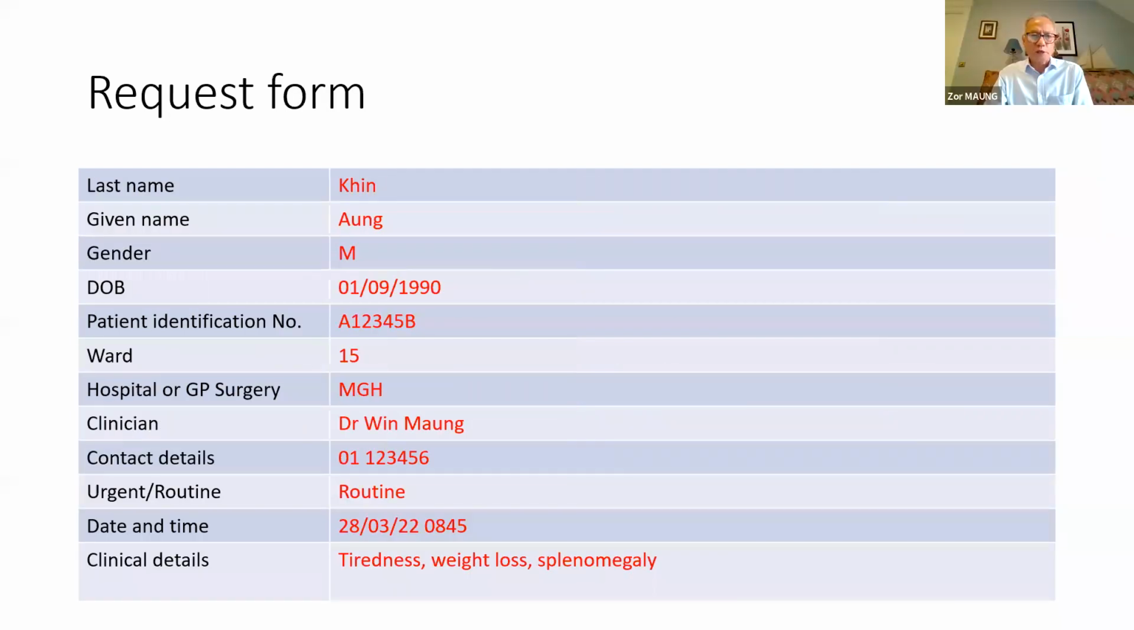So, a request form: name, gender, date of birth, patient identification, the origin of the sample, clinician, urgent or routine, date and time, and clinical details. Clinical details such as tiredness, weight loss, splenomegaly, anything. It is very helpful to the hematology team, so that a more important result can be generated.